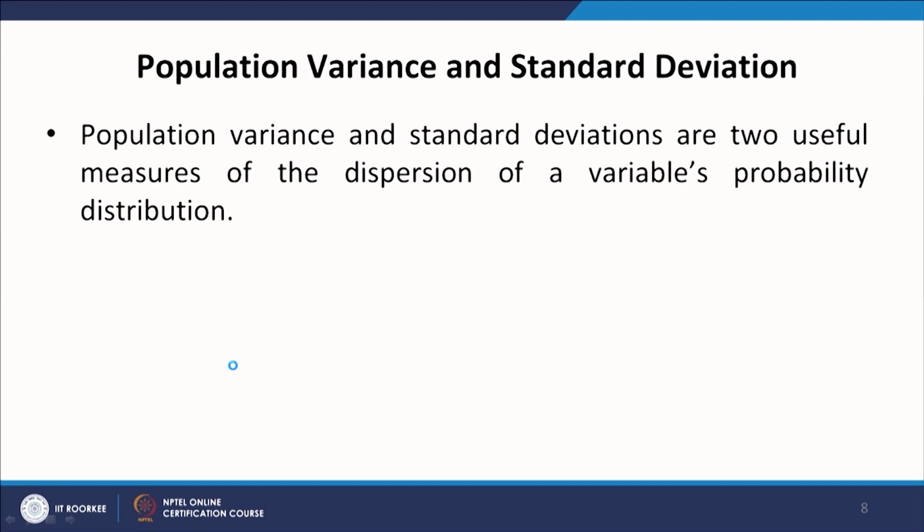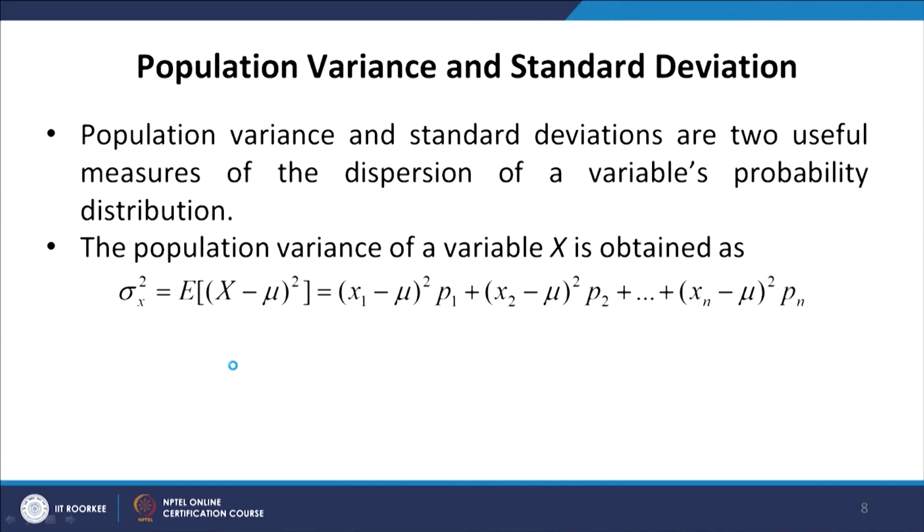Coming to population variance and standard deviation, population variance and standard deviation are two useful measures of the dispersion of a variable's probability distribution. So, a probability distribution is often a reflection of the distribution of the data generated with a certain level of probability. Now, how the data generated or how the distribution is dispersed is actually reflected in terms of population variance and standard deviation. The population variance of a variable x is obtained as expected value of (x minus mu) square.